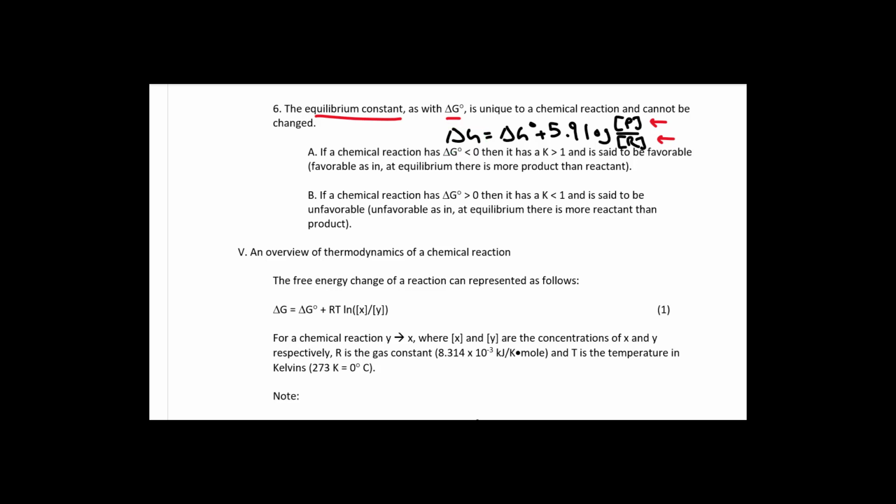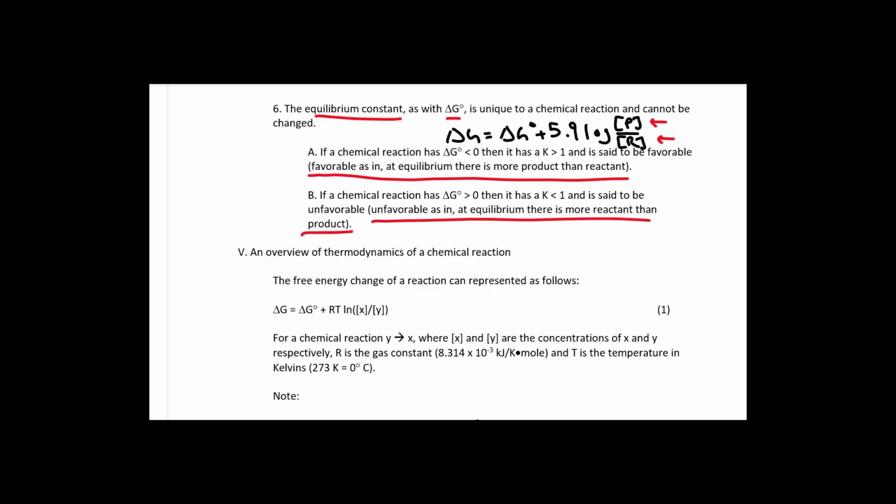If a chemical reaction has a delta G standard less than 0, then its K is larger than 1 and is said to be a favorable reaction. Favorable as in at equilibrium, there's more product than reactant. So that's our definition of a favorable reaction. When we say reaction is favorable, we mean that at equilibrium, you will have more product than reactant. If a chemical reaction has a delta G standard larger than 0, then it has a K less than 1 and is said to be unfavorable. Unfavorable as in at equilibrium, there's more reactant than product. And that's what we mean by unfavorable.